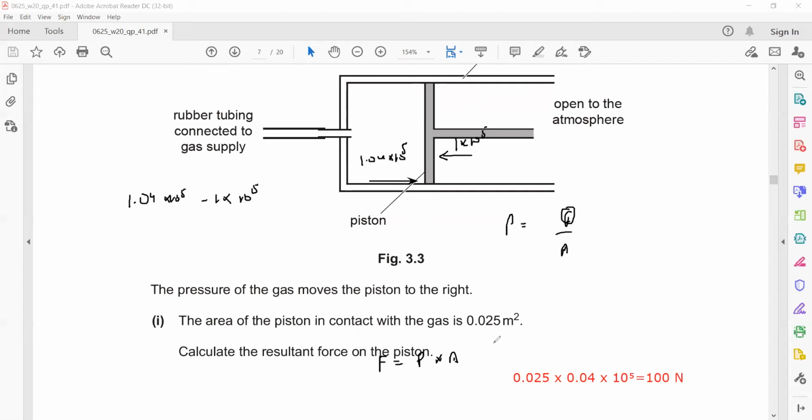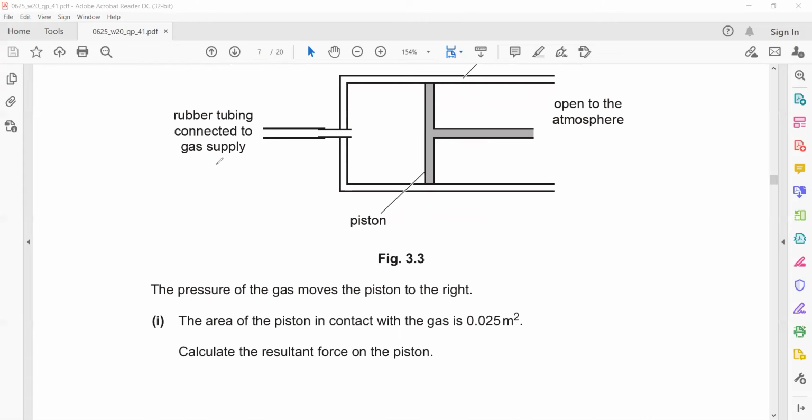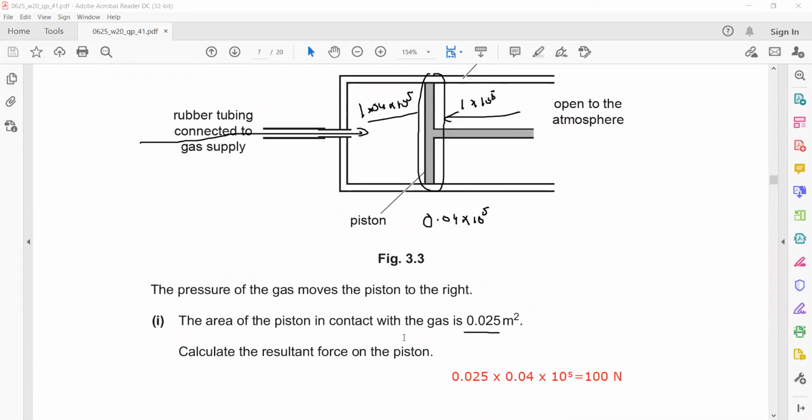Maybe you substituted the pressure of the gas directly. Look at what happens when we connect a gas supply here. The gas is applying a pressure of 1.04 into 10 to the power 5. The atmosphere is applying a pressure of 1 into 10 to the power 5. So what is the resultant pressure on the piston? 1.04 exponent 5 minus 1 exponent 5, so the resultant pressure is 0.04 into 10 to the power 5. And the area is given as 0.025. So the resultant pressure multiplied by area gives you the resultant force.